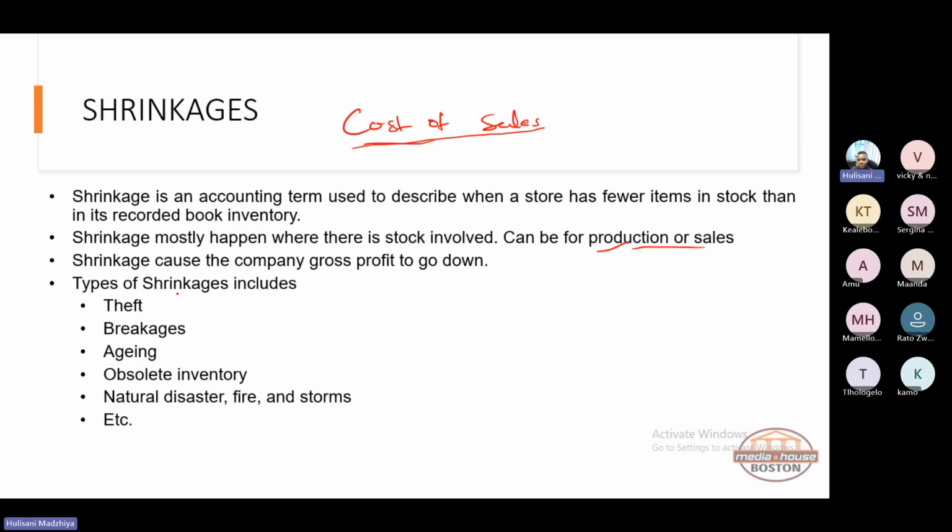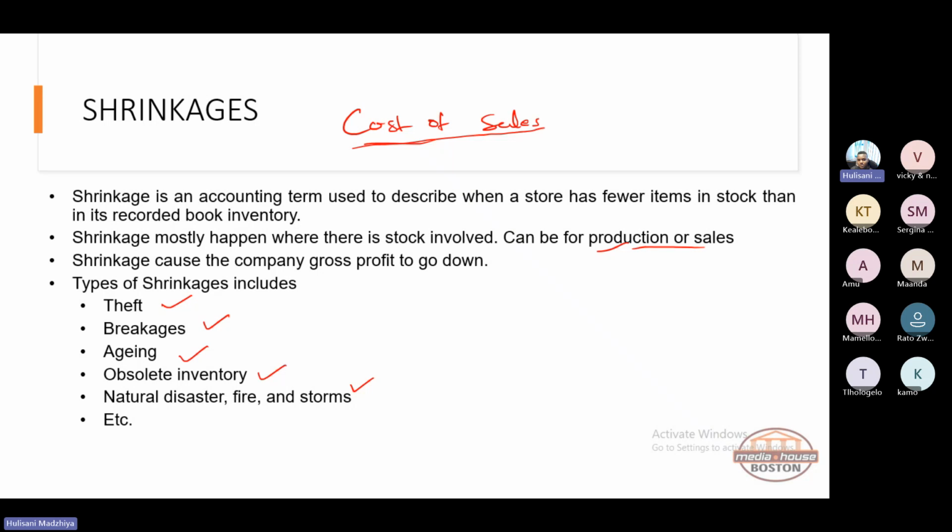The types of shrinkage that we have are theft, breakage, aging, obsolete inventory, natural disaster, fire and storm, and many other types of activities or events that can cause your inventory to shrink and make you lose profit. Shrinkage can also be mitigated in a number of ways.